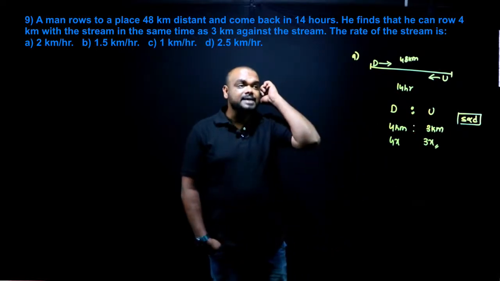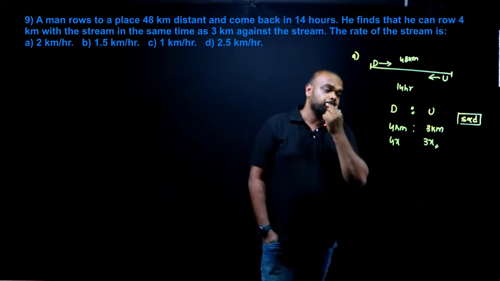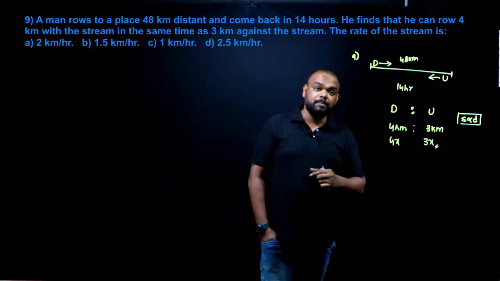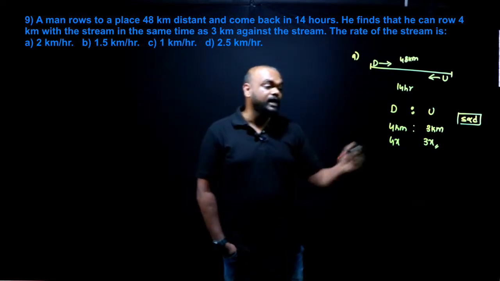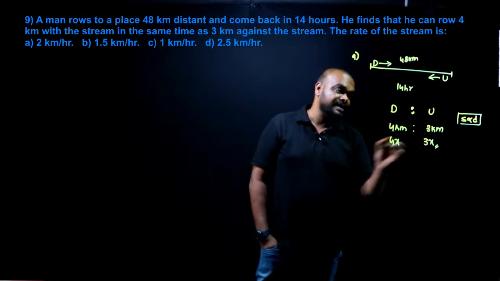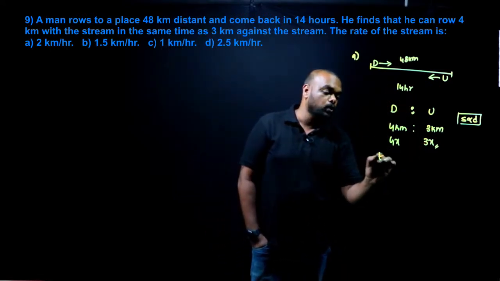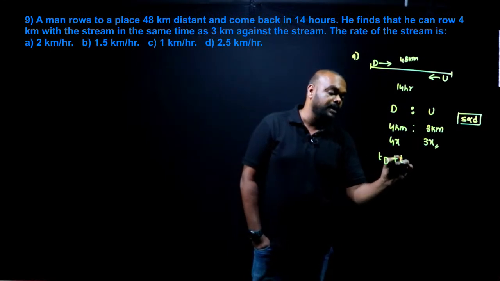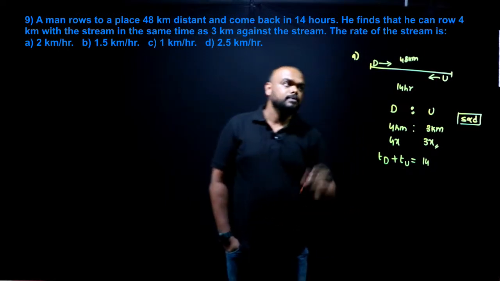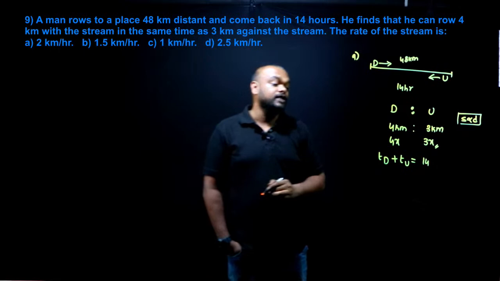So what is he asking? The rate of the stream. What is that? SW. He is asking SW. But before that, we need to get this x value. Only then we'll get the exact D value and exact U value. Okay, observe this carefully. We know time taken during the downstream plus time taken during the upstream is altogether 14 hours.